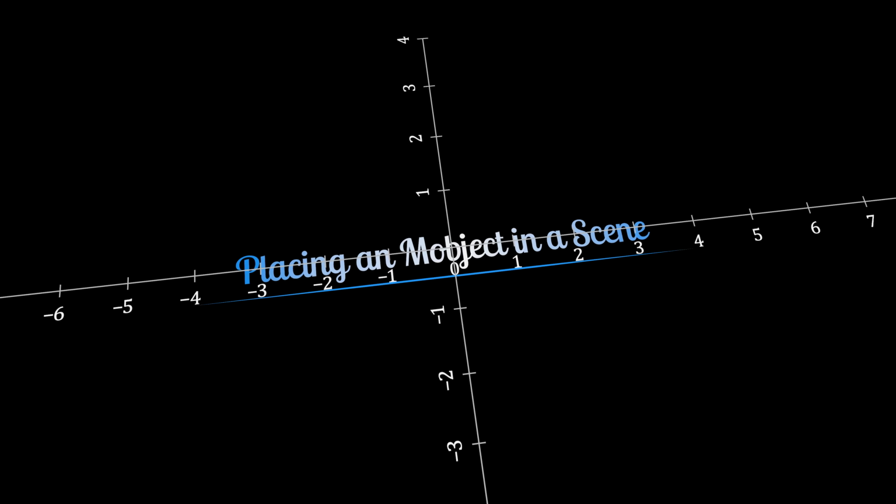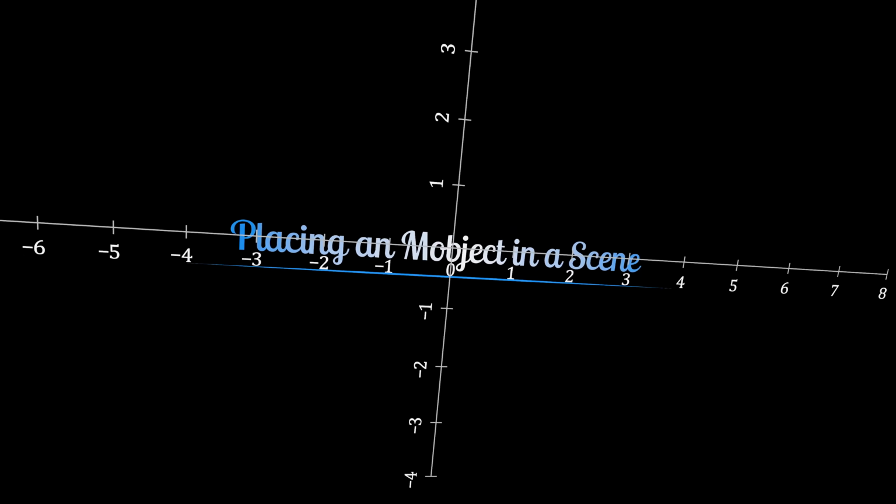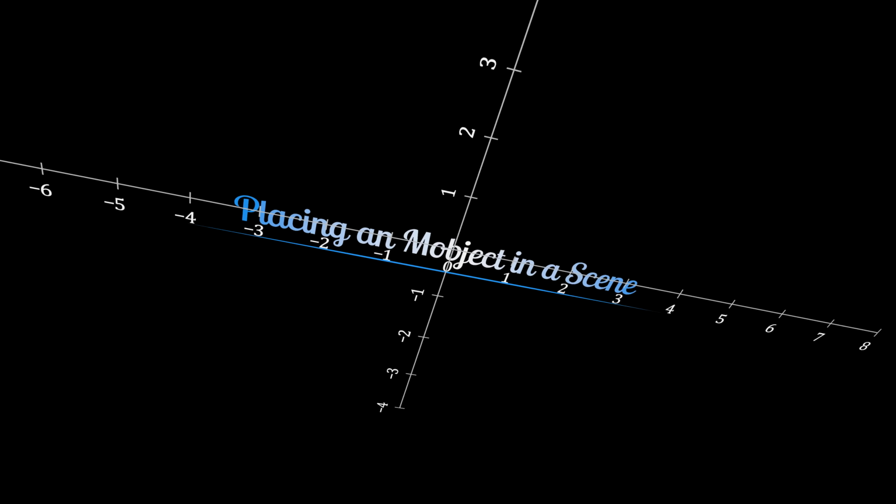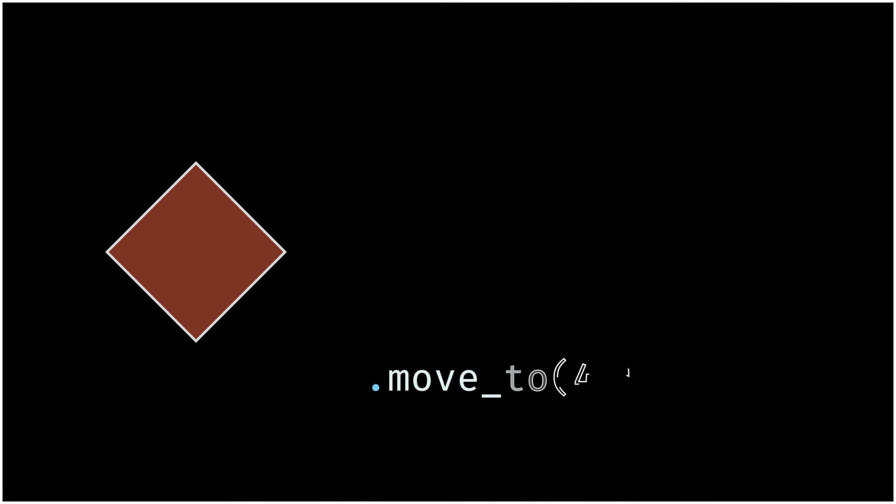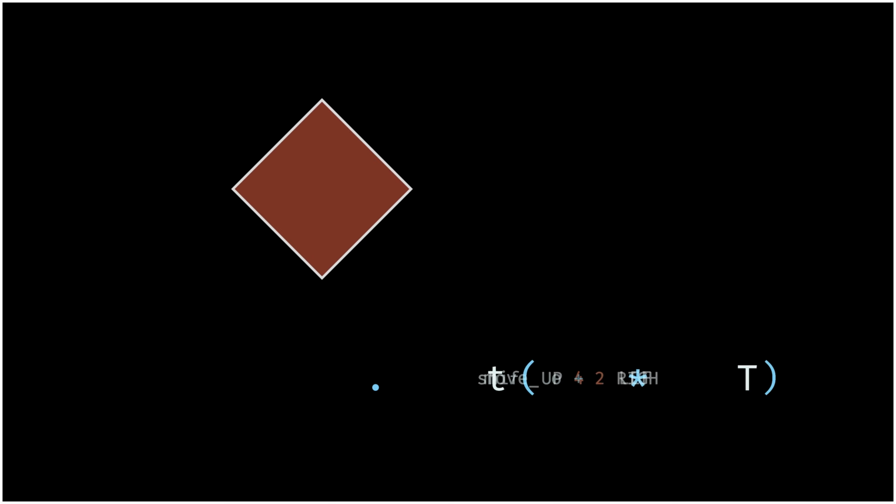Now, the question arises: how do I place an M-object in this frame? Well, you see, placing an object within this frame is pretty straightforward. After adding an object to the canvas, we can position it at our desired location using the .move_to function or .shift function. Now, Manim also provides shorthand methods for positioning objects.